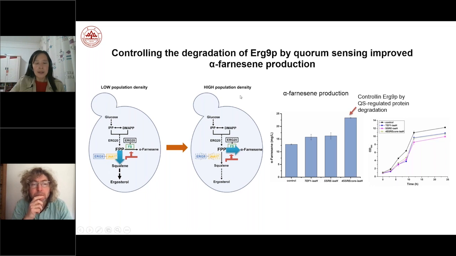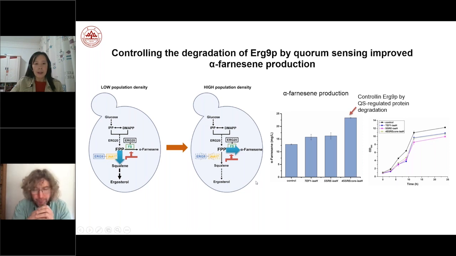When the cell density is very high, ERG9 will be degraded, and then the flux will go directly to alpha-farnesene production. Using this system, we found that alpha-farnesene production actually increased around 80%. So it can work very well, and the production is much higher than with constitutively degraded ERG9.